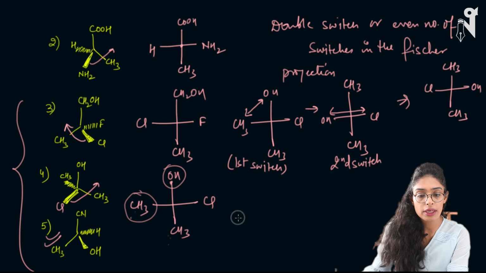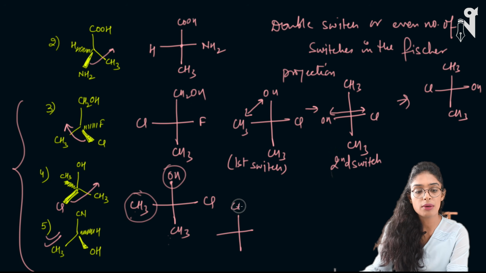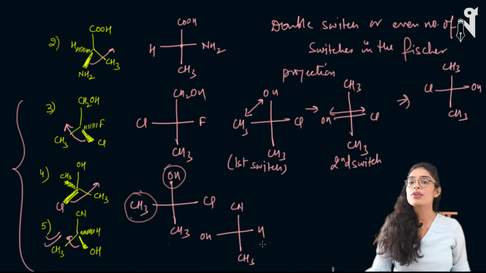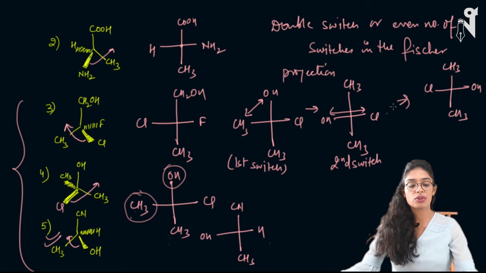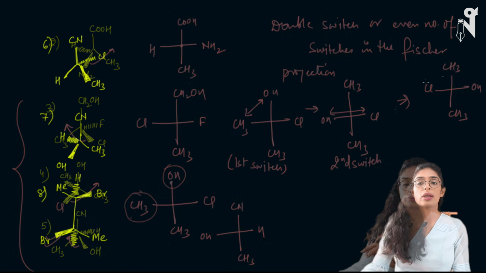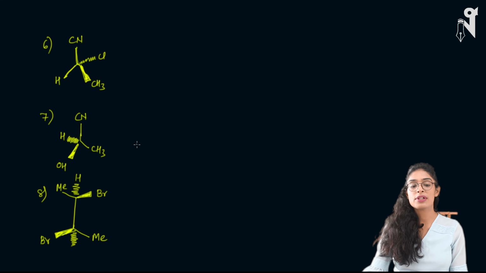In the next compound, again let's put a cross over here, CN on the top, CH3 at the bottom. Move the OH here. So I have OH here and hydrogen here. I got the Fischer projection. Now let's move to the next set of questions. Try out these questions very quickly and then we will discuss.